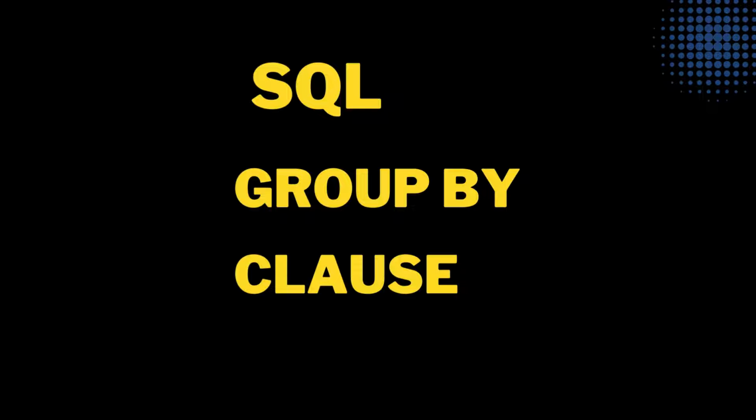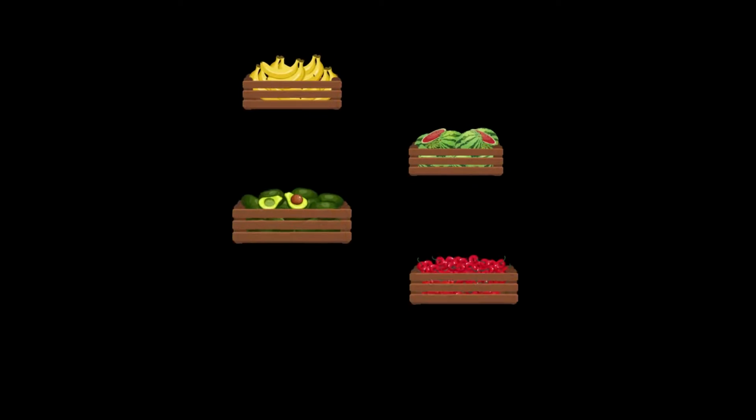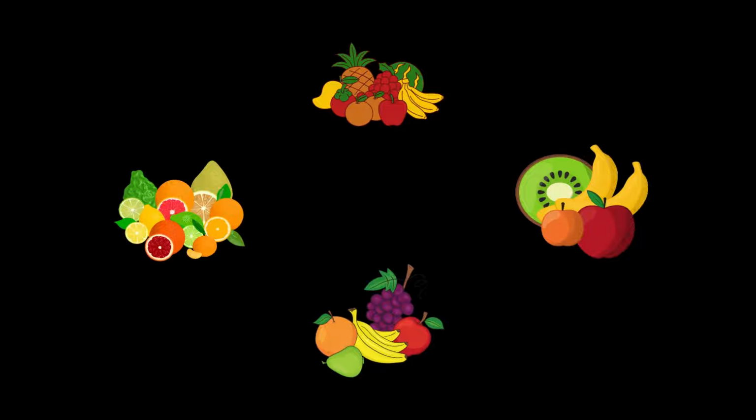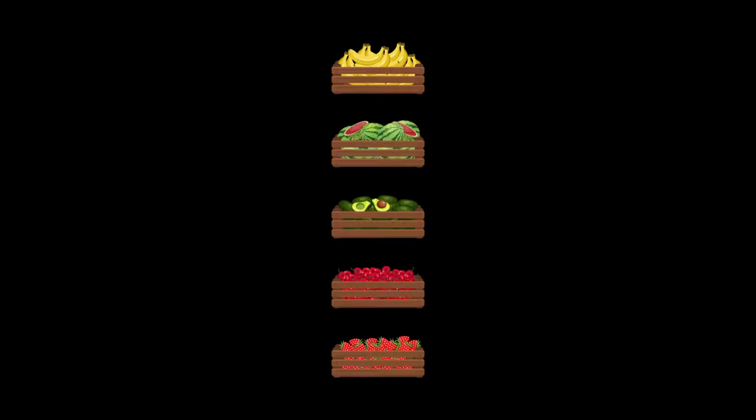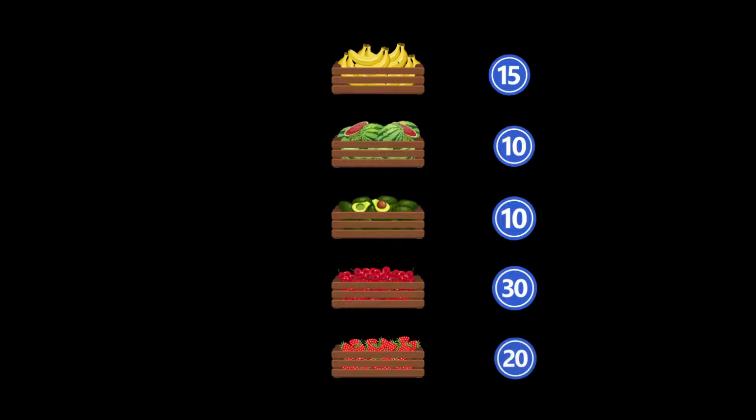SQL Group By Clause. The group by clause in SQL is like putting similar items together in a box. Imagine you have a bunch of different fruits, and you want to know how many of each type you have. You can use group by to group those fruits by their type so that you can count them separately.